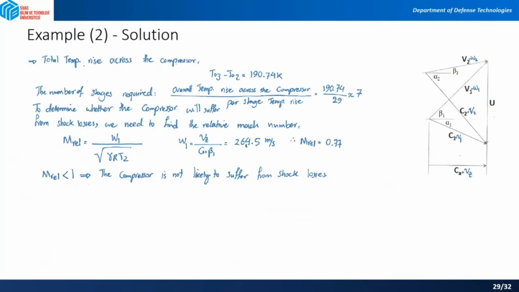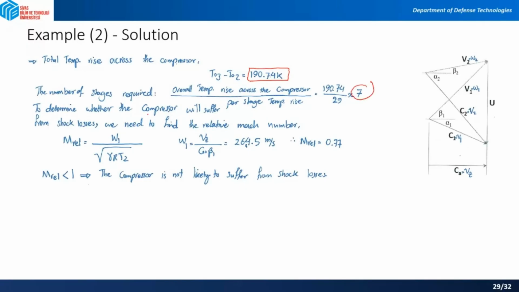The actual temperature is found by the compressor efficiency times this variation, which is 522 Kelvin. So the total temperature rise across the compressor will be 190.74 Kelvin. For the number of stages required, we have the overall temperature rise divided by the per stage temperature rise. If you divide it, you end up with 7 stages.